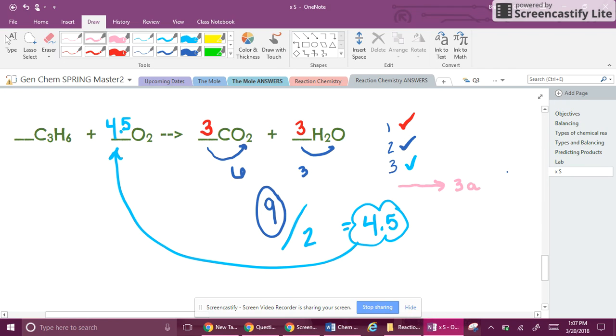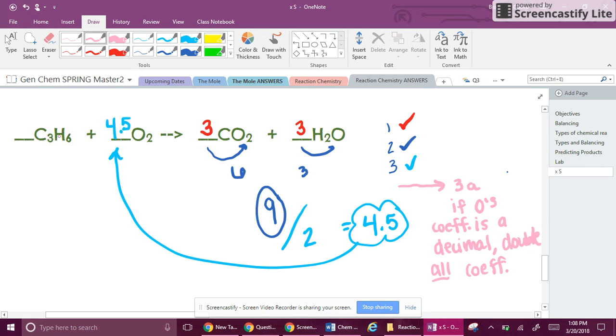Step 3A says that if O's coefficient is a decimal, then double all coefficients. And so here in front of the, and we have to do all of them.